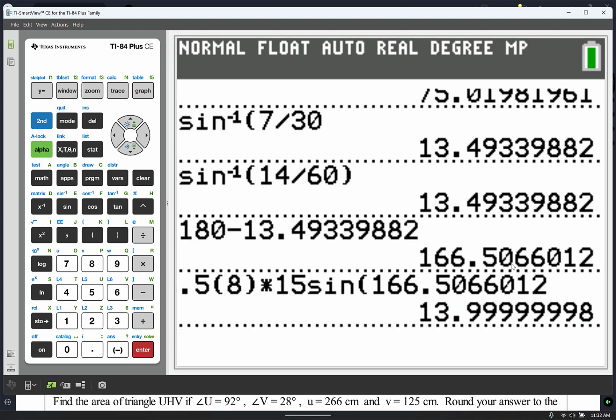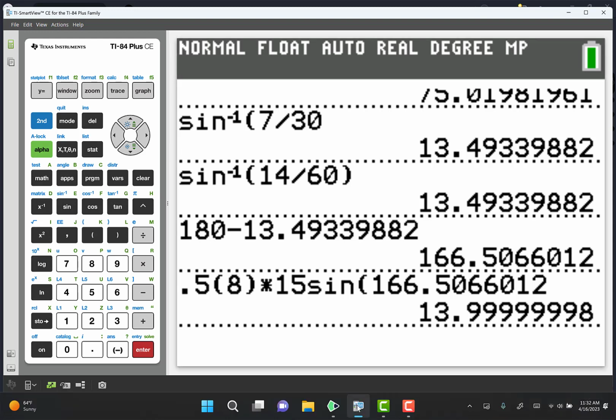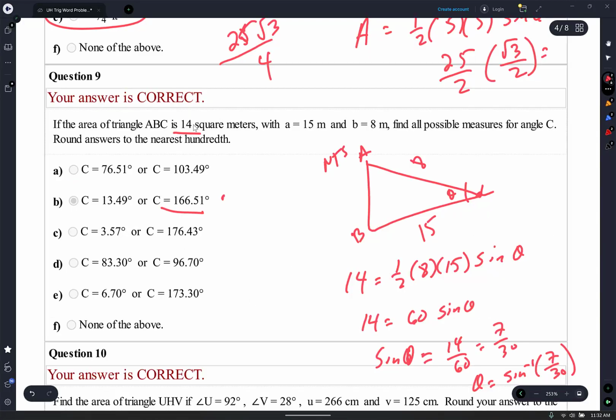I didn't store it to a register. If I would have stored it to a register from the very beginning, I probably would have gotten exactly 14. But that's fine. 13.999999 is essentially 14, guys. So we got that 14 as the area, 14 square meters using the other angle. So both of these work. So there it is.